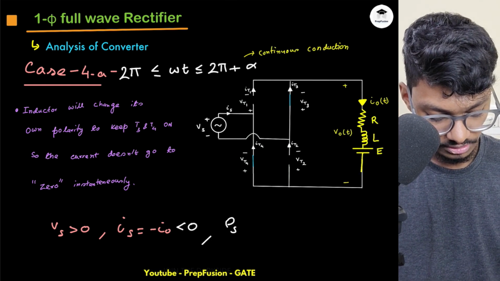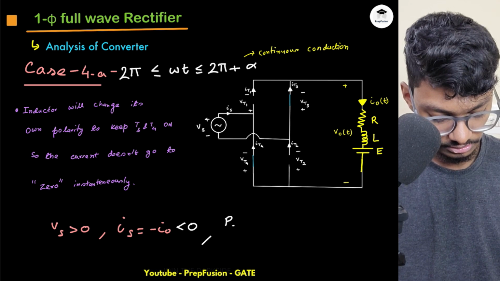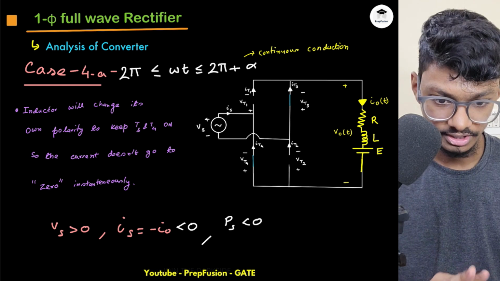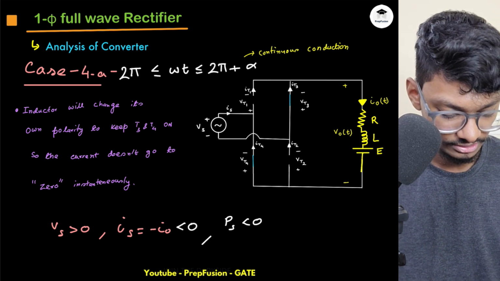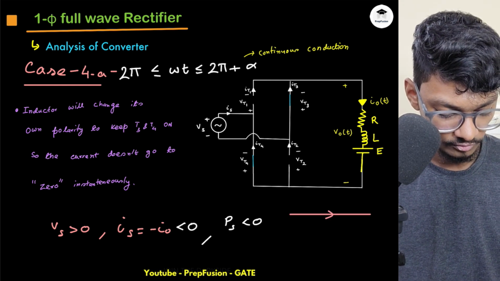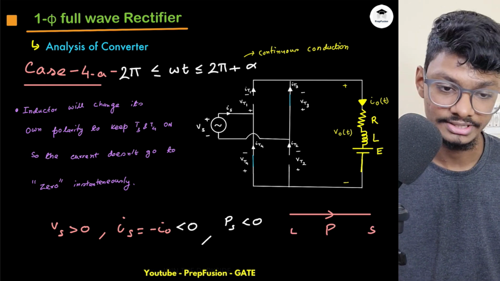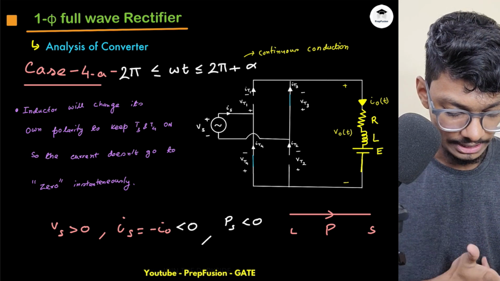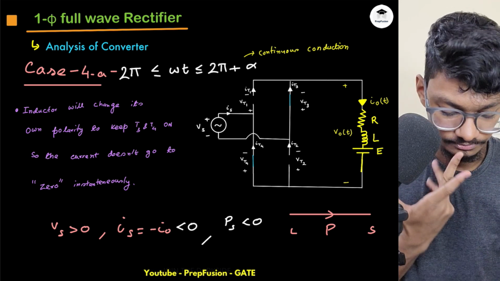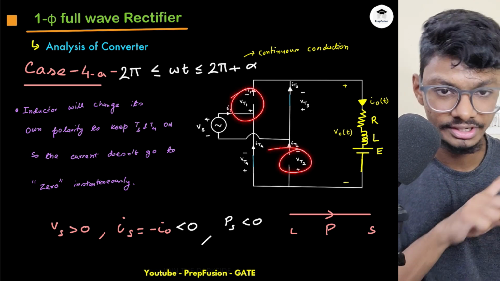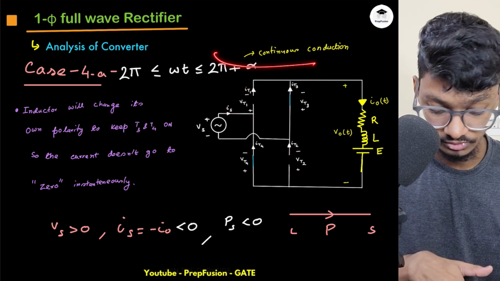So what is my PS? PS is basically less than 0, because the product is less than 0. So this time I can safely say the direction of power flow will be from load to source. And at omega t equals 2 pi plus alpha, these devices, T1 and T2, will get triggered again. Again it will charge. But this is case 1.